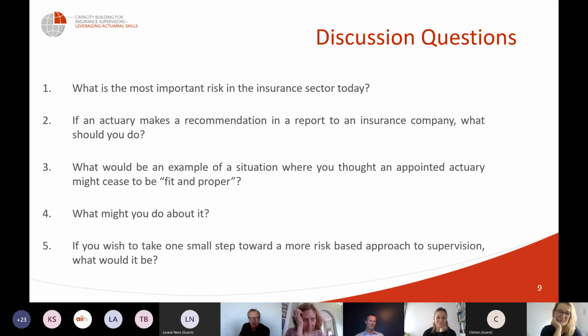So the question is, you've now got a view that perhaps the company should do something. The question is, what would you do about it? What would be your supervisory action if you formed the opinion that the actuary was no longer fit and proper?